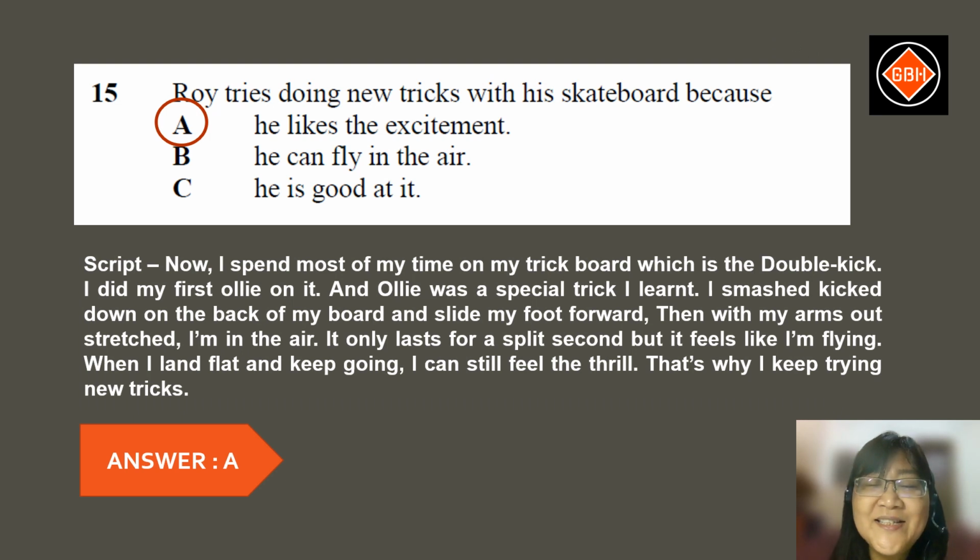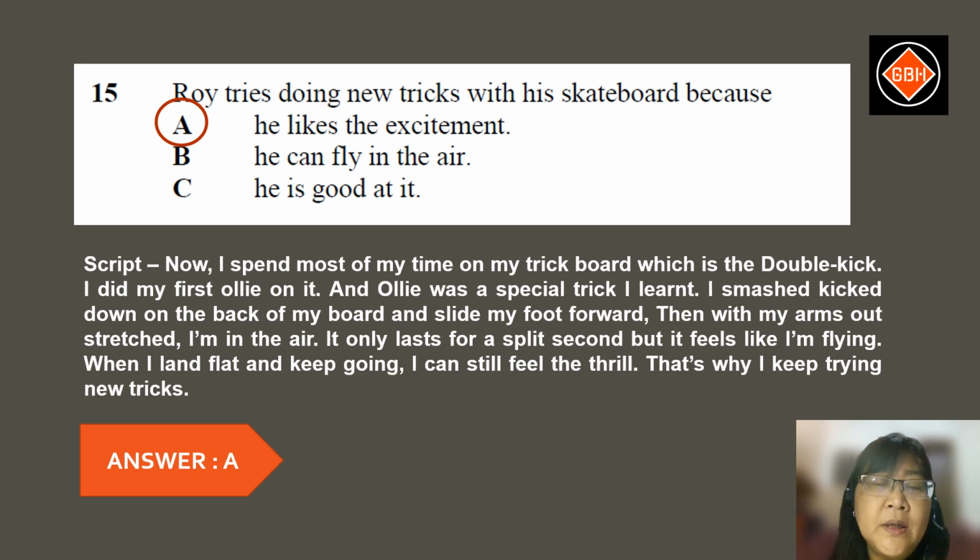Now, students, the last question for part 2. Question 15. Roy tries doing new tricks with his skateboard because A, he likes the excitement, B, he can fly in the air, and C, he is good at it. So here remember, there are some distractors or answers which you think are correct, but actually they are wrong.